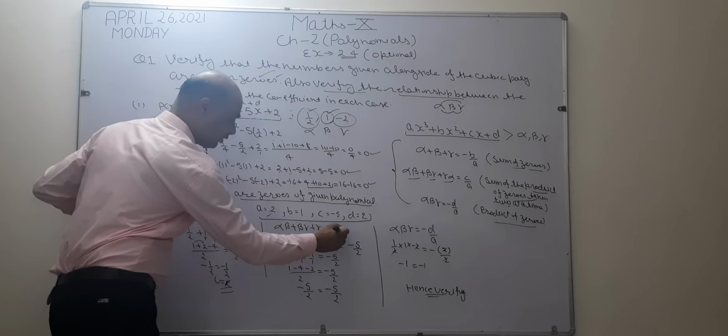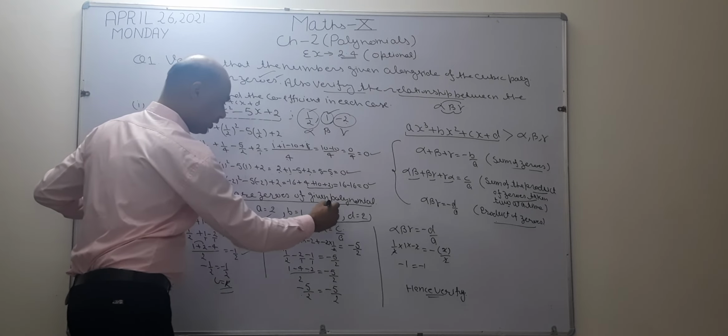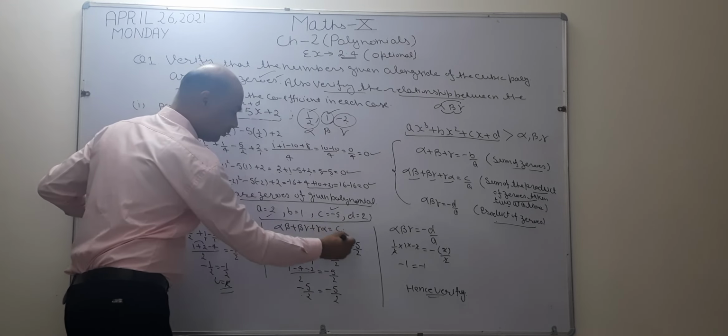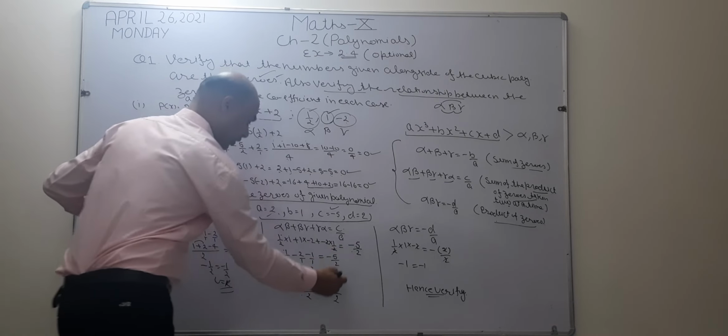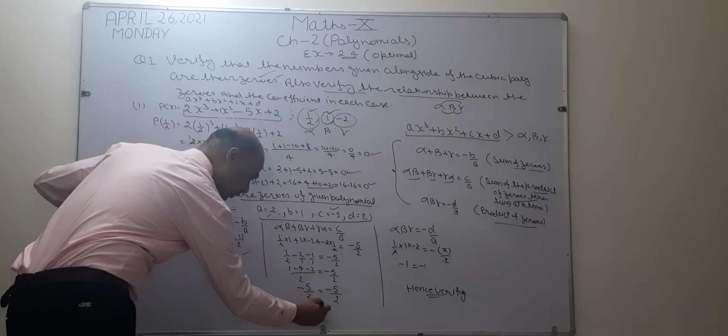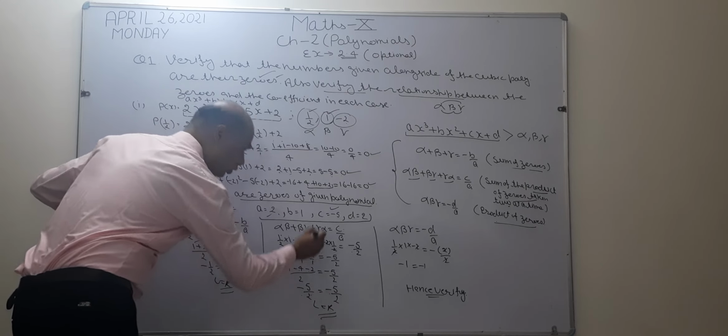Now see here, c is given. What is the value of c? Minus 5. What is the value of a? 2. Right here, minus 5 by 2. Now see here, left hand side and right hand side are equal. It means this part is also verified.